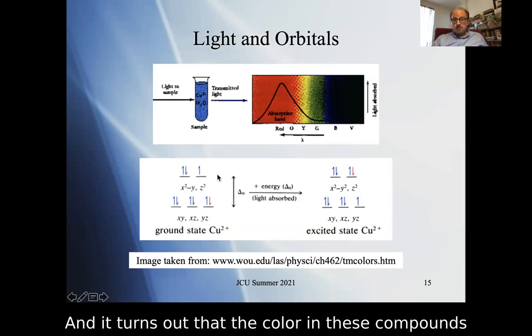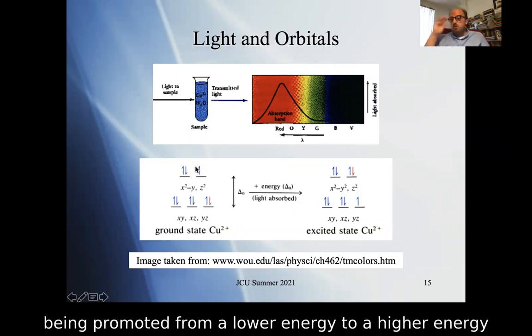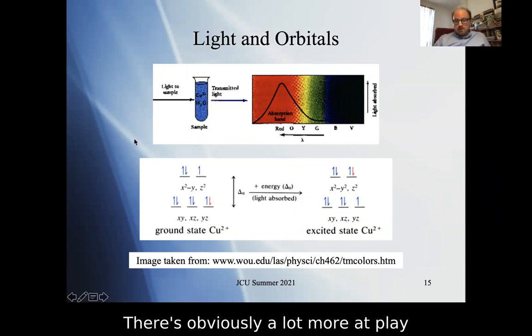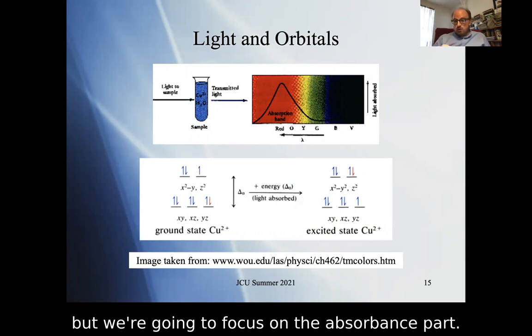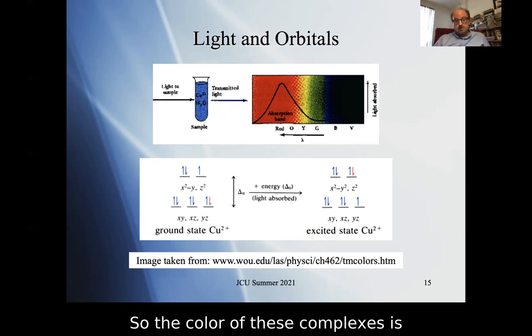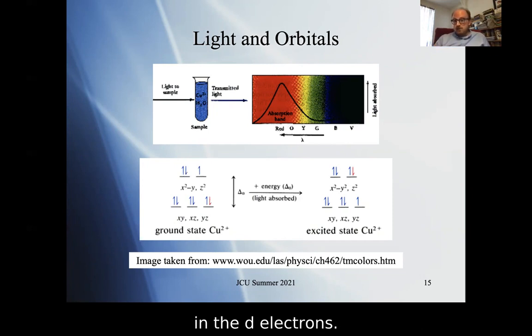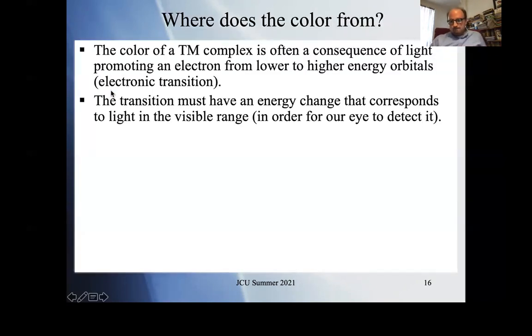And it turns out that the color in these compounds is often a result of a d orbital electron being promoted from a lower energy to a higher energy state. Now, there's obviously a lot more at play here because there can also be emission, but we're going to focus on the absorbance part. So the color of these complexes is coming through absorption of visible light by the d electrons. All right.